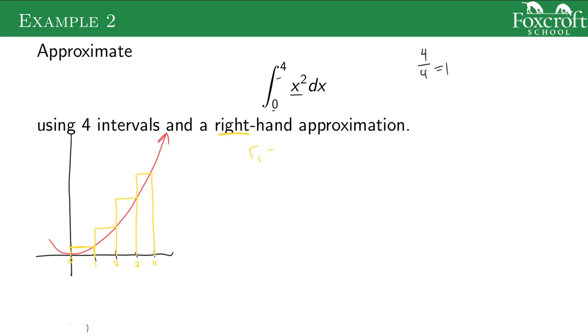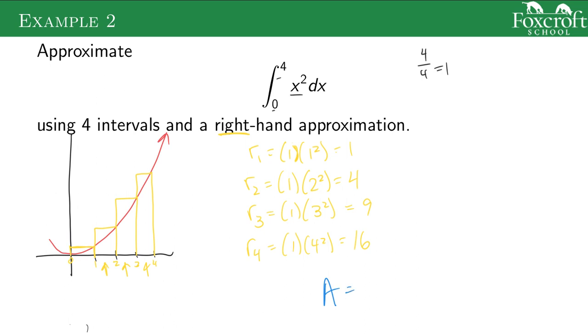So our first rectangle, the width of it is 1, and the right-hand value is 1. We plug that into our function, and we get 1. Our second rectangle, width 1, they all have the same width. 2 is on the right, so 2 is what I plug in. I get 4. Third rectangle, 3 is on the right, so that's what I'm going to plug into my expression and get 9. And our fourth rectangle, 4 is on the right, and we get 16.